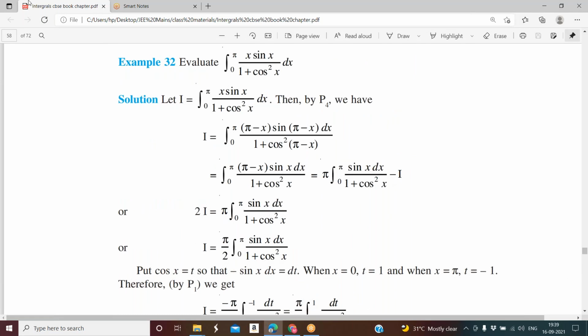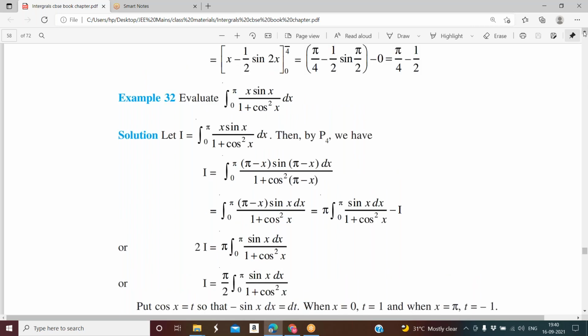See the next problem. Evaluate integral 0 to pi x sin x by 1 plus cos square x dx. What is the integrand here? X sin x by 1 plus cos square x. See the limits. It is of the form integral 0 to a f of x dx.